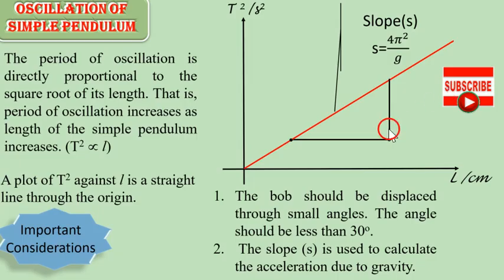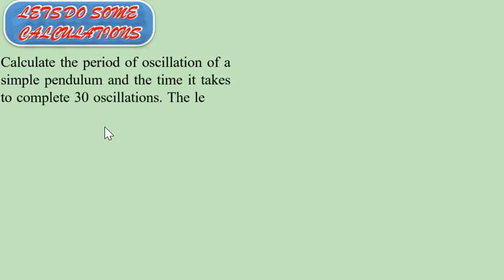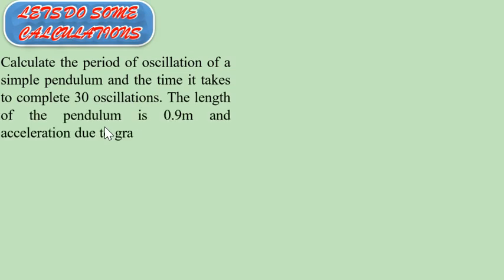So we move to the next slide to continue the presentation. So now let's do some calculations. Let's start. Calculate the period of oscillation of a simple pendulum and the time it takes to complete 30 oscillations. The length of the pendulum is 0.9 meters and the acceleration due to gravity g is 10 meters per second squared, given that pi is equal to 3.142. So now let's solve this question.